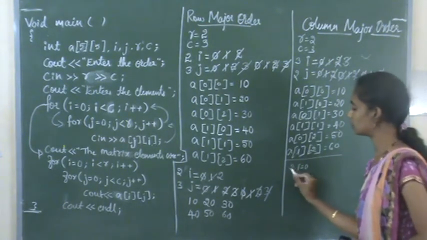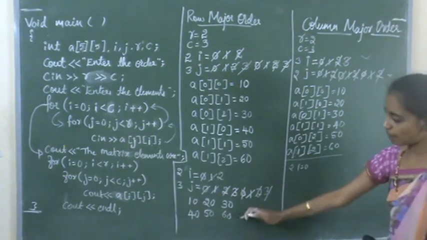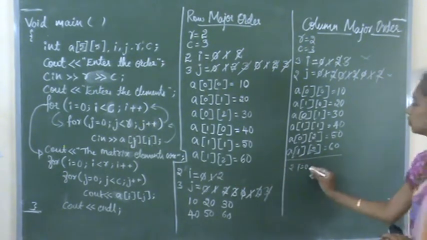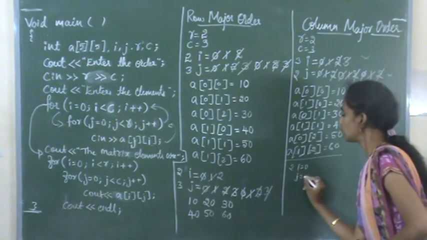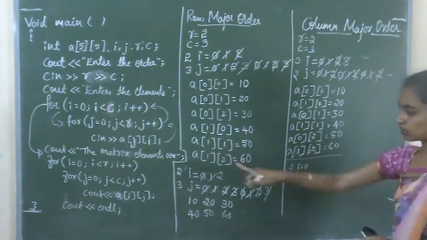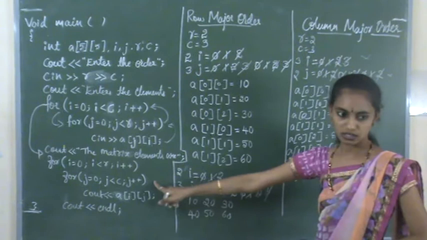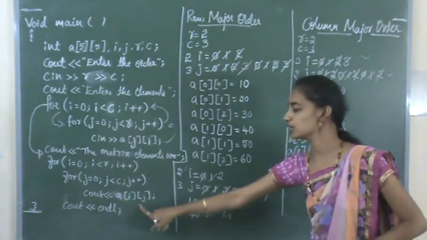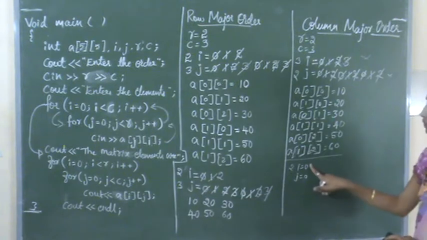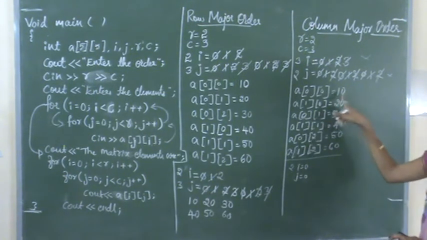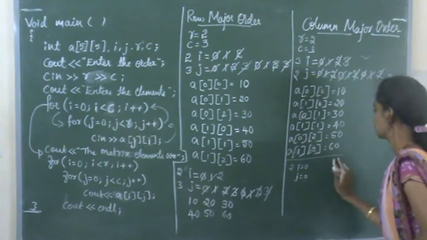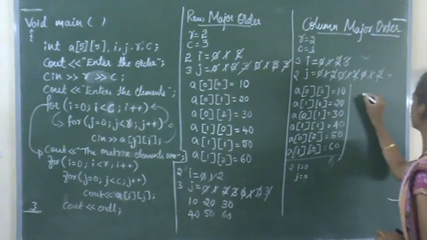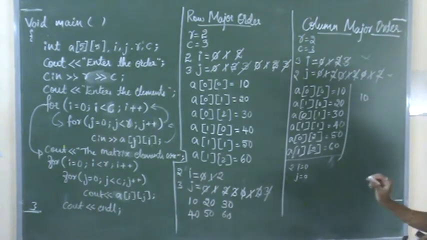What is R value? That is 2. So it will work same as it is. Just go through this. I value is 0. J value is also 0. Both conditions are true, so it will enter here. So here we have a of ij. So what is ij? That is a of 0 0. What is a of 0 0? That is 10. So it displays 10, right?